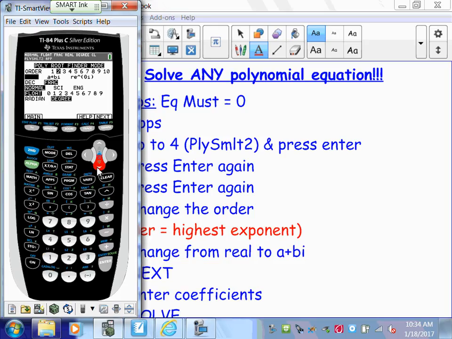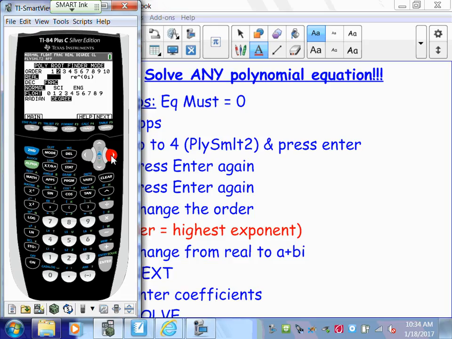The next one chooses what type of answers you want the calculator to give you. The first one is real answers, so if there is an imaginary answer, it won't show it as a solution. If you want to see it, then you pick A plus BI. A plus BI is a complex number, so it includes both reals and imaginary. So all the answers will be A plus BI. That third choice is polar. We haven't done polar yet. So always set it to A plus BI.